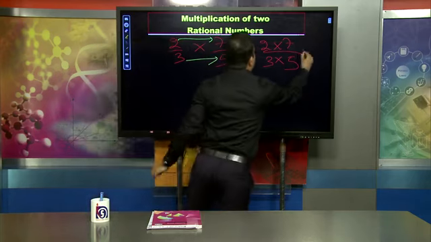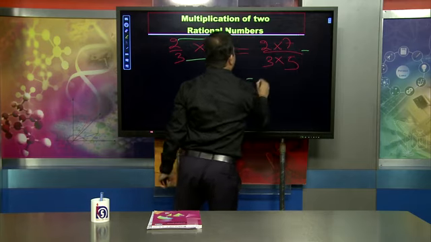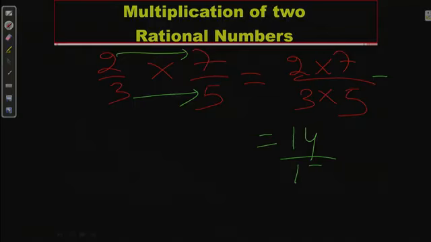2 into 7 you will get 14. Again I can write that value as 14 divided by 15. So this is the way of multiplication.